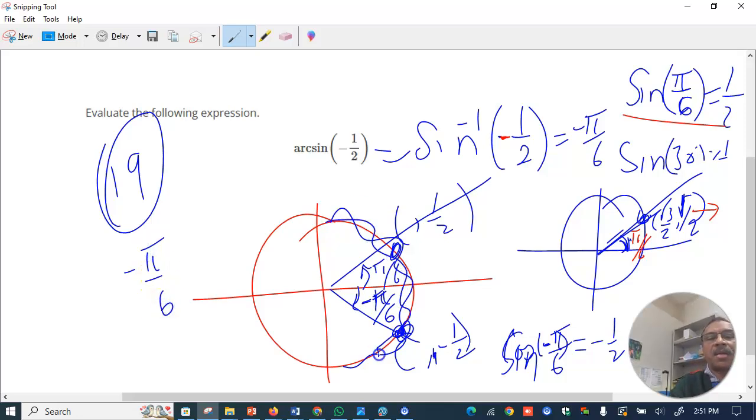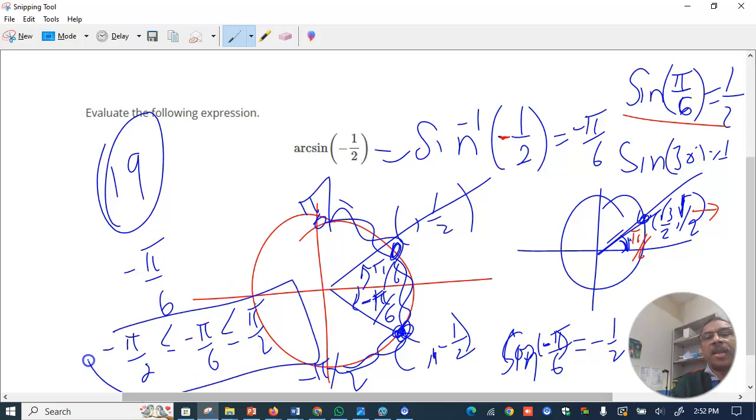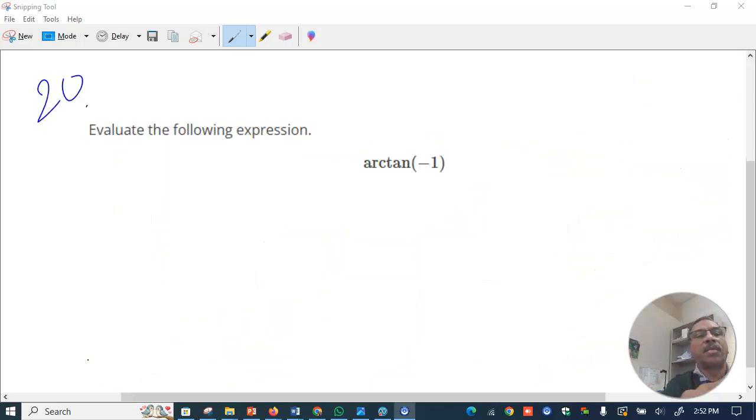And minus pi by 6 does lie in the arc range, so it is from minus pi by 2 to pi by 2. That means minus pi by 2 is less than or equal to minus pi by 6, which is less than or equal to pi by 2. Okay, so this takes care of the value being in the range of minus pi by 2 to plus pi by 2.